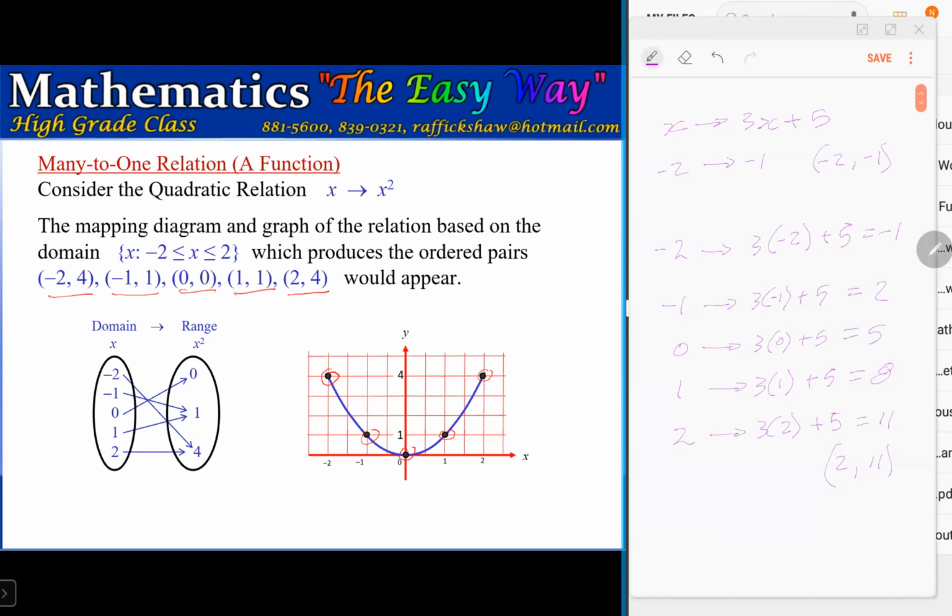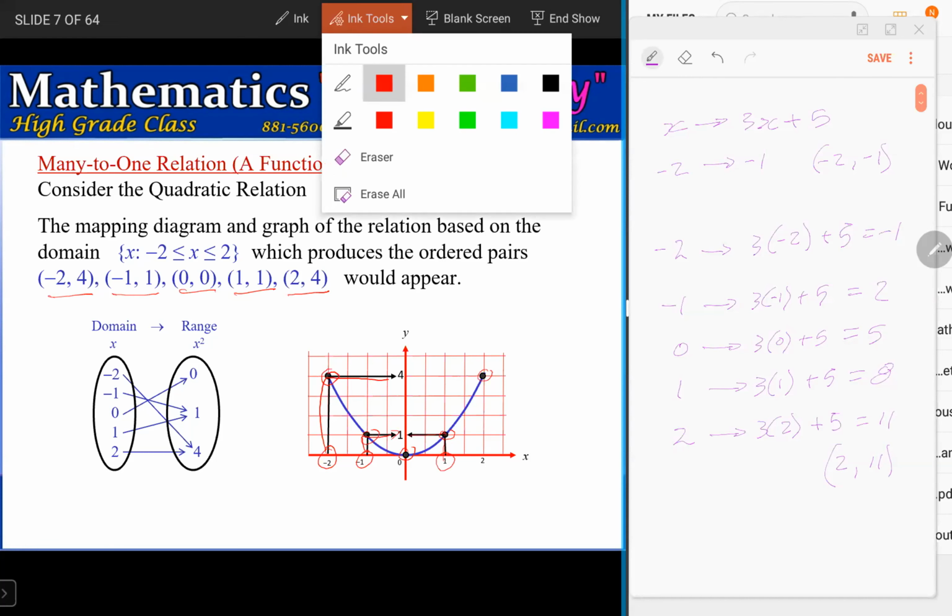So if we put a horizontal line on this graph now, you're going to see that the horizontal line is going to intersect the graph twice. And you can see the mapping. So you can see the negative 2 mapping up here to the 4. You can see the negative 1 mapping to the 1. And then you can see the 1 also mapping to 1. So you see that's 2 values. Let me clean the screen so you can see it.